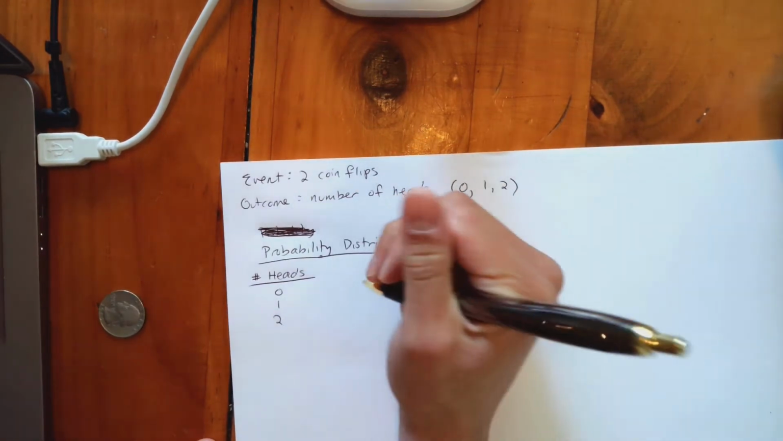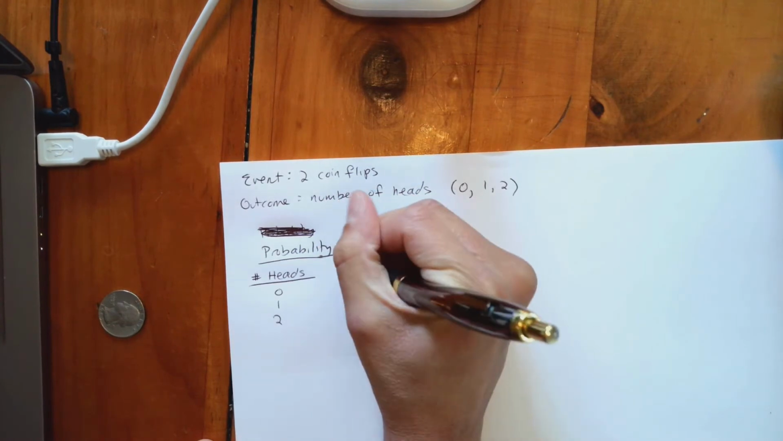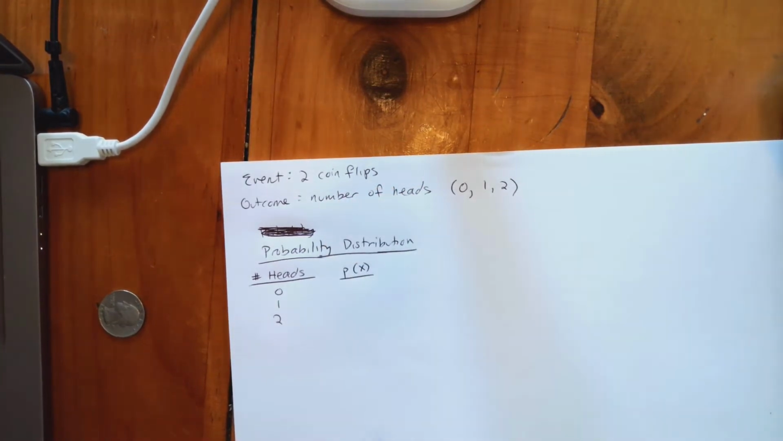So the other thing that we need in our probability distribution is going to be our probability values. So what's the probability of getting 0 heads? What's the probability of getting 1 head? And what's the probability of getting 2 heads?